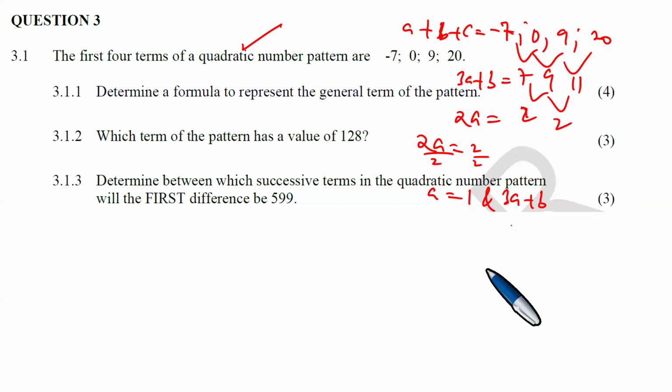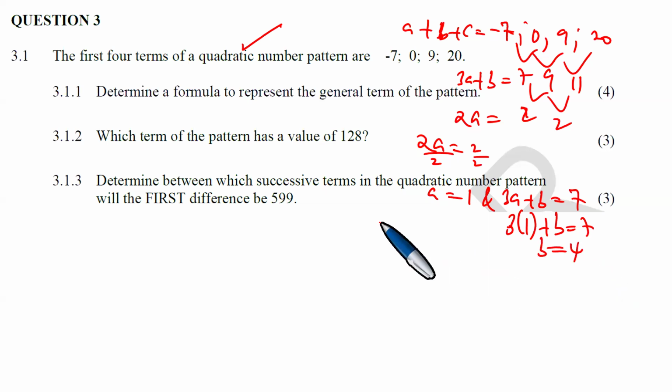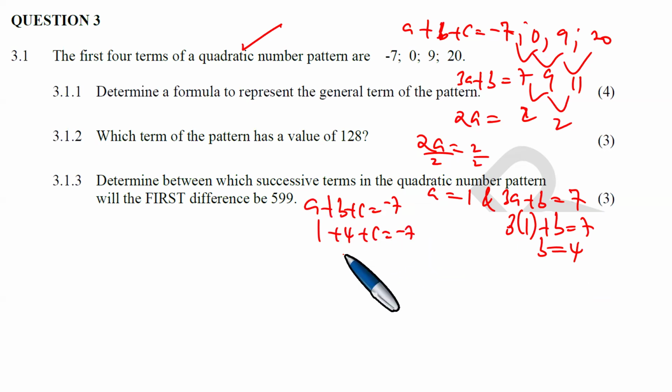So then we have 3a plus b is 7, which is 3 times 1 plus b equals 7, which means b equals 4. Having found b equals 4, you have a plus b plus c equals negative 7. a equals 1, b equals 4, so c equals negative 7 minus 5, because 1 plus 4 is 5. So c is negative 12. Check the correctness of this.